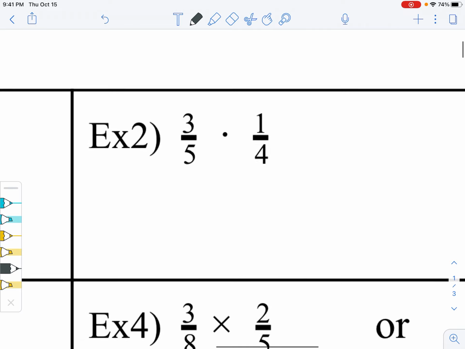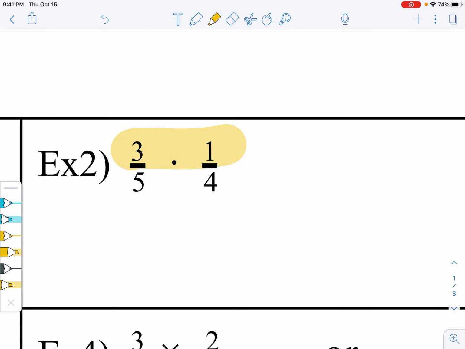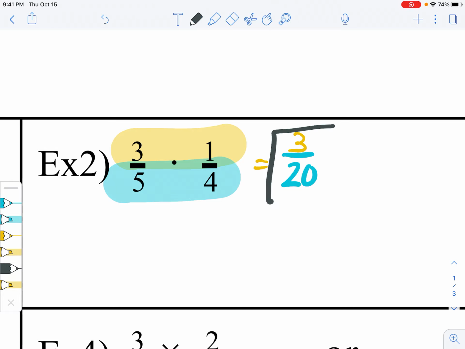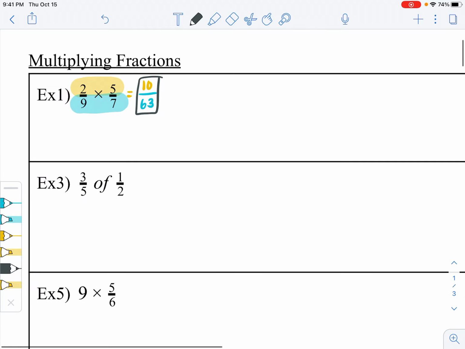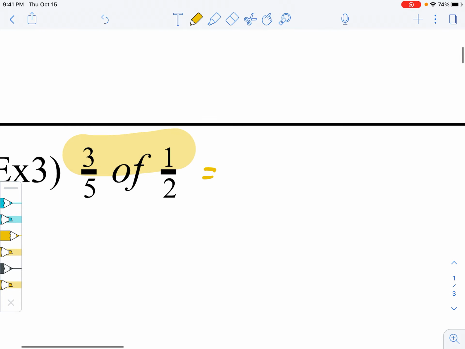The second question we have here, we have 3 times 1, which is 3, and then 5 times 4, which is 20, making our final answer 3 over 20. And in this last question, we have 3 times 1, which is 3, and 5 times 2, which is 10, making our final answer 3/10.